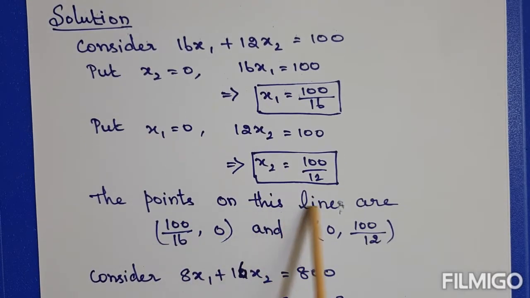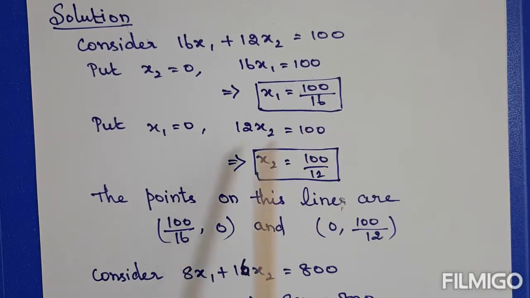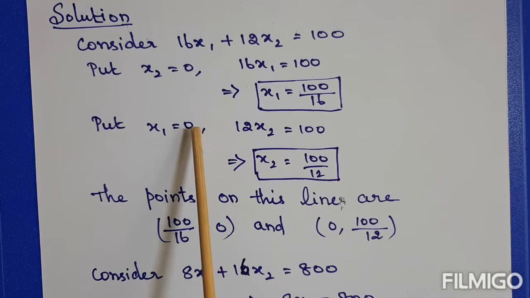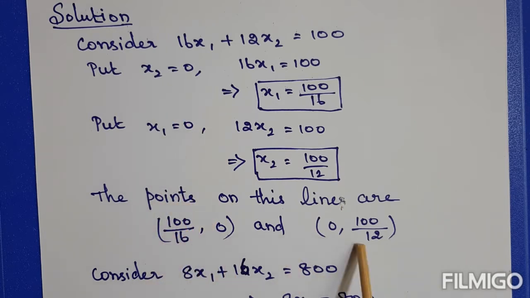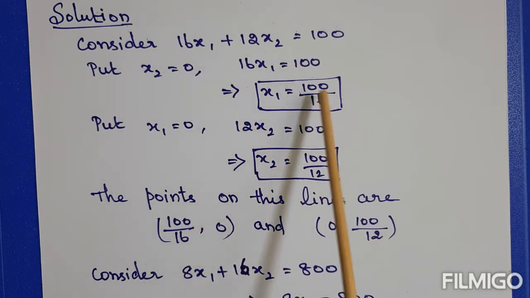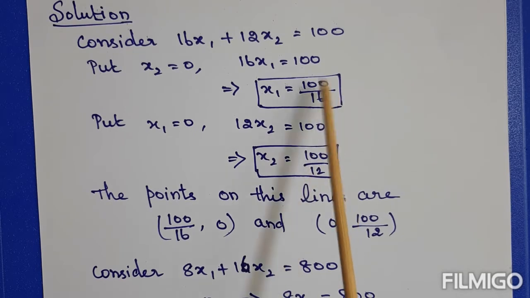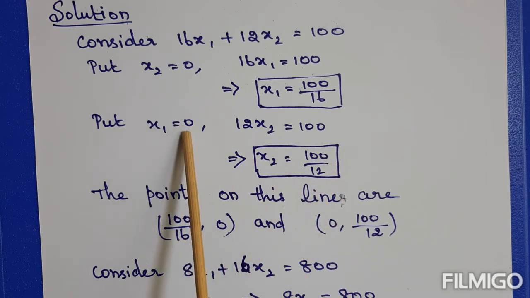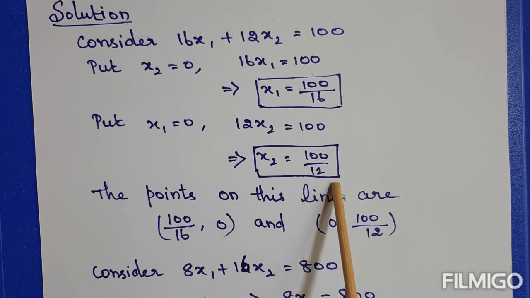Therefore, the points on this line are 100 by 16 comma 0 and 0 comma 100 by 12. The x1 value should be written as the first value, and the x2 value should be written as the second value. Here x1 is 100 by 16 and x2 is 0, that's why we are writing the point as 100 by 16 comma 0. Here the x1 value is 0 and x2 value is 100 by 12, that's why we are writing the point as 0 comma 100 by 12.